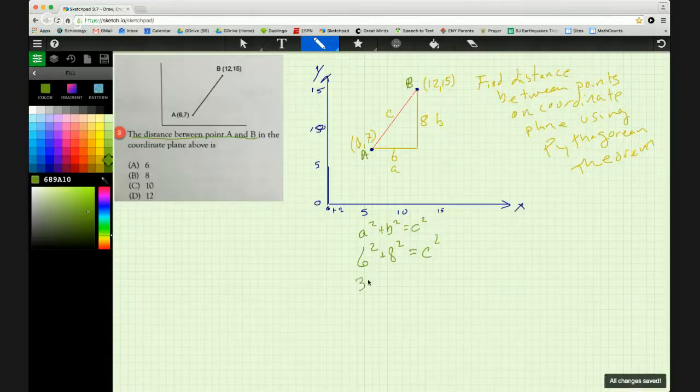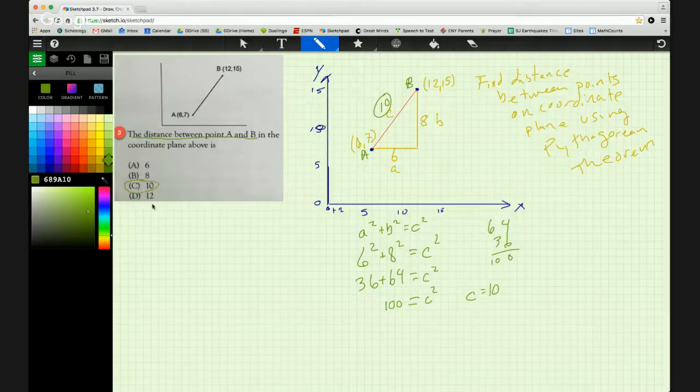Well, that's 36 plus 64 equals c squared. And 64 and 36 is 100. Oh, this is going to work out nicely. Let's write 100 equals c squared. So then our c is equal to 10. So our distance from here to here is 10. And so the correct answer is C.